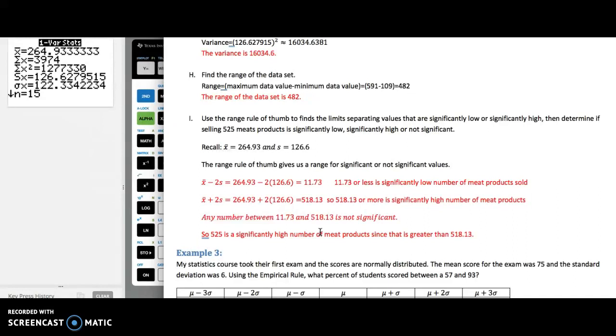Well, if the average is 264.93, 525 is way higher than that number, so it's definitely not a significantly low number. Since the 525 falls above the 518.13, we say that if they sell 525 meat products, that is considered a significantly high number of meat products.